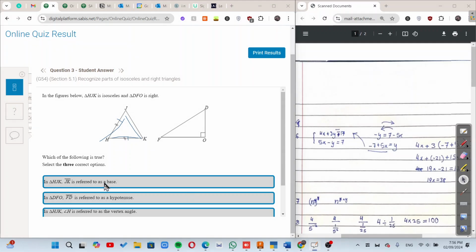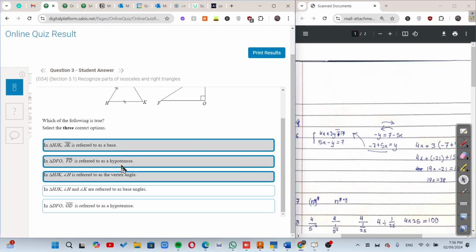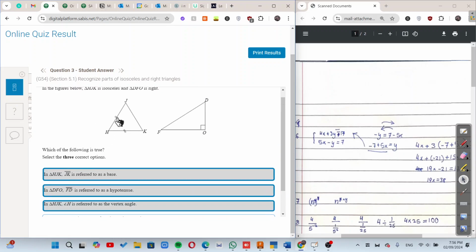So in DFO, FD is referred to as the hypotenuse. Yes, it is the hypotenuse because the hypotenuse is anything opposite to the right angle. In HJK, H is referred to as the vertex angle. Yes, it's referred to as the vertex angle because it's where the two congruent lines are connecting. They're connecting at this point, which is H. And in HJK, H and K are base angles.